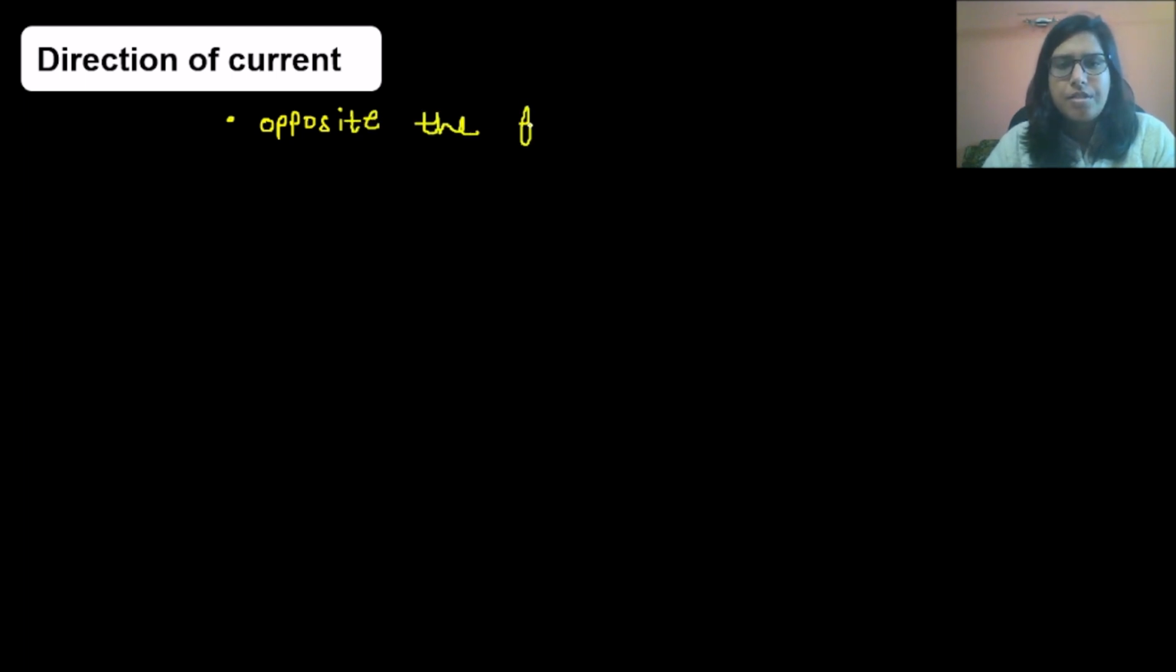Now next, what is the direction of current? So direction of current is always opposite to the flow of electrons, or we can say same as the flow of the positive charge, right?